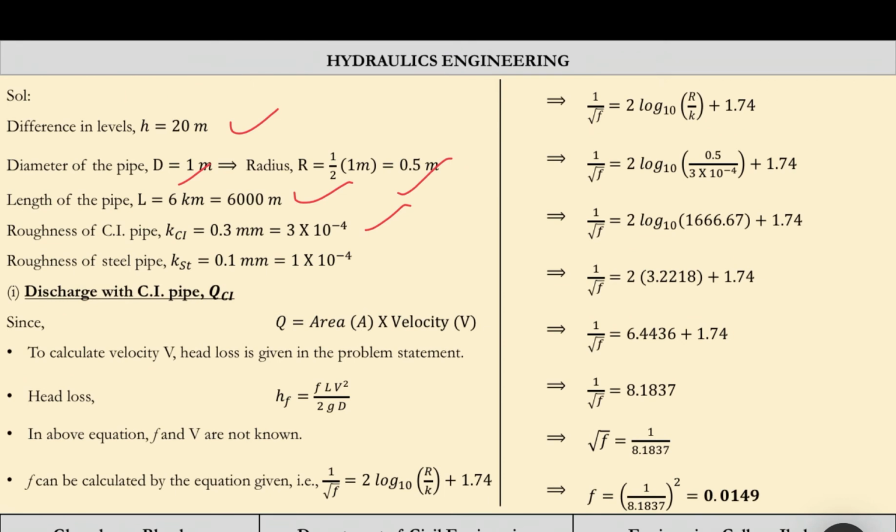So all the things we have calculated in terms of meter. 0.3 mm we have divided by 1000, so 3 into 10 to the power minus 4 meter, and roughness in steel will be 1 into 10 to the power minus 4 meter. Now discharge is area into velocity, as we all know. So velocity we have to calculate from this equation. From the given data we have figured out that this equation can be used to calculate the velocity.